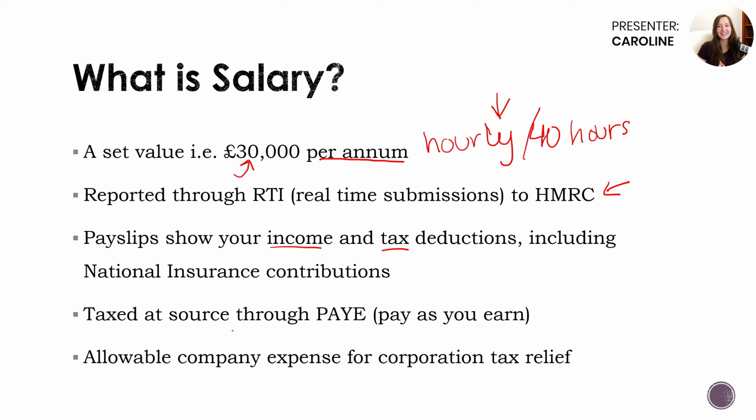Salary is also taxed at source through PAYE, and that's pay as you earn. This is the employer's registration, and they get to report all of the information for their employees through PAYE. So if you're a company director running your own company, your company will be registered for PAYE in order to report your salary through the RTI submissions to HMRC. It's also an allowable expense for corporation tax relief.